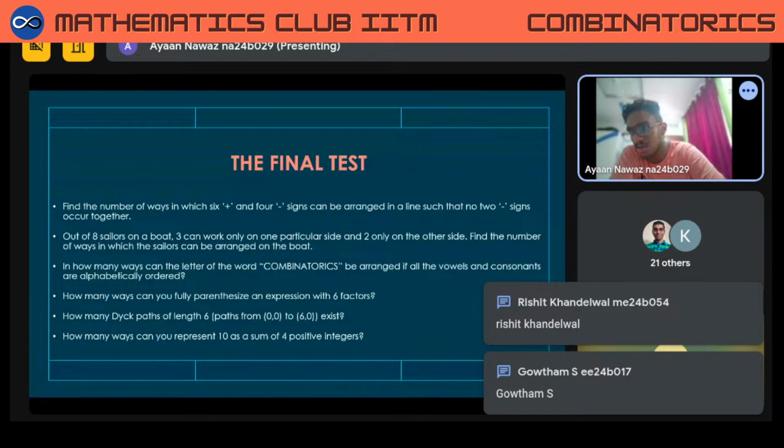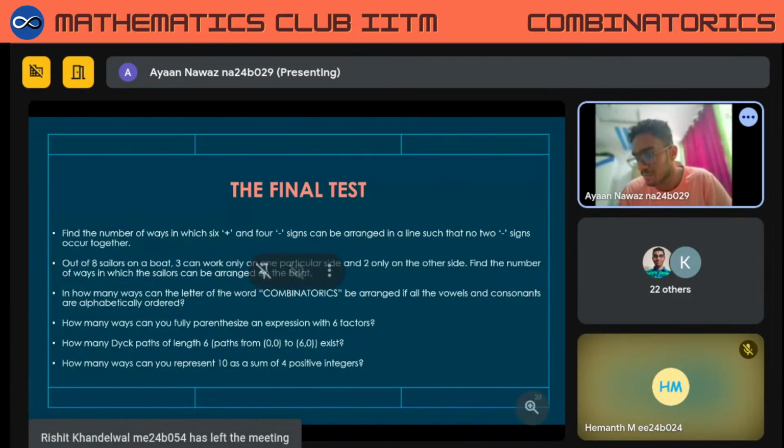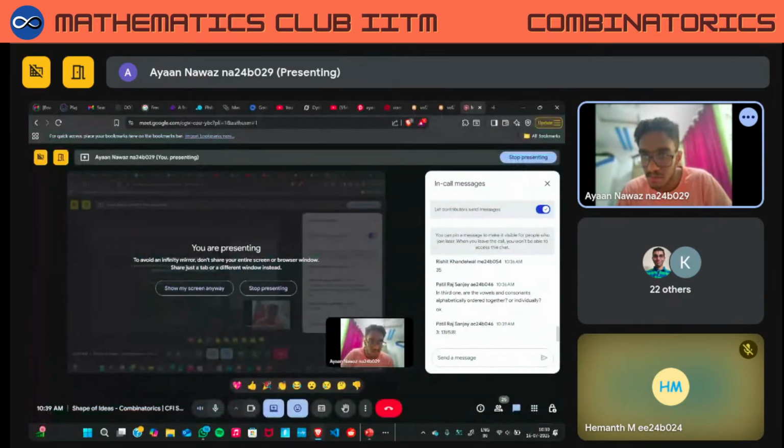If there's any doubt, you can ask. Third one is 13 factorial by 5. I do not know the answer for the third one, I will tell you later. I have forgotten the answers for these questions. Any doubts you can ask.